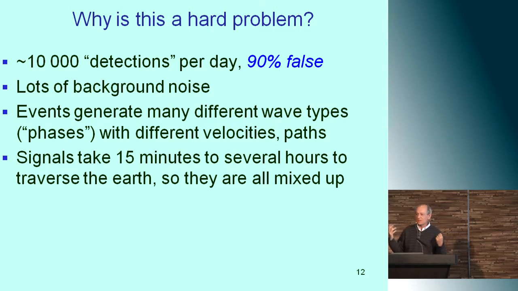And so when you've got many events occurring around the world and their signals take many, many hours to reach the stations, the resulting sequence of detections can be completely mixed up. It's like having 1,000 conversations that are all scrambled and then all played simultaneously through your ears. So it's a difficult problem.